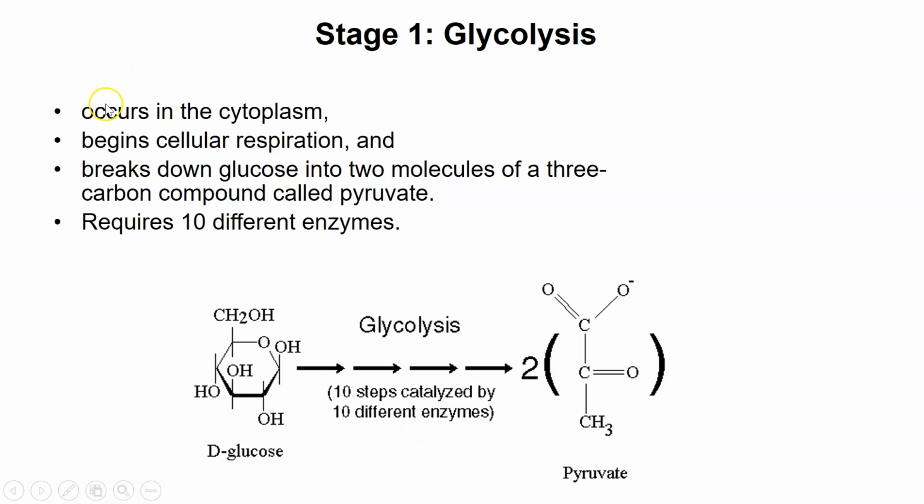Okay, it occurs in the cytoplasm, and this is the initiation stage, if you like, of cellular respiration. And this pathway doesn't require oxygen, so it can happen. When we talk about anaerobic respiration, this is the first stage of anaerobic respiration as well.